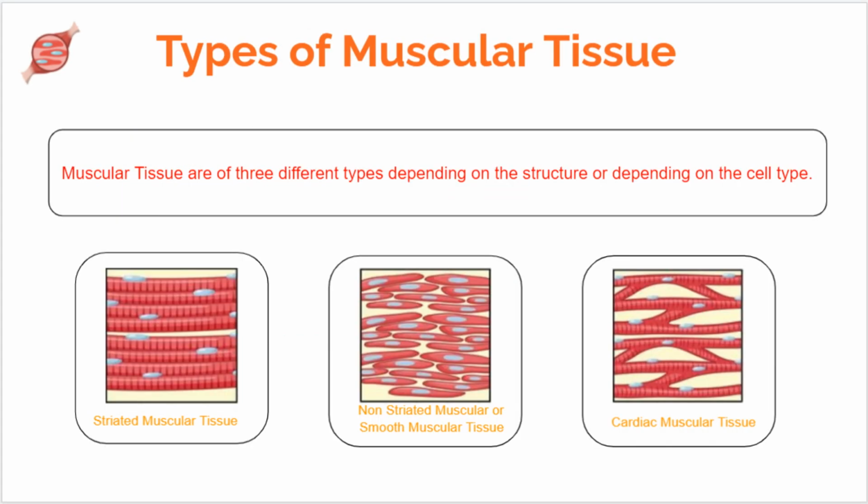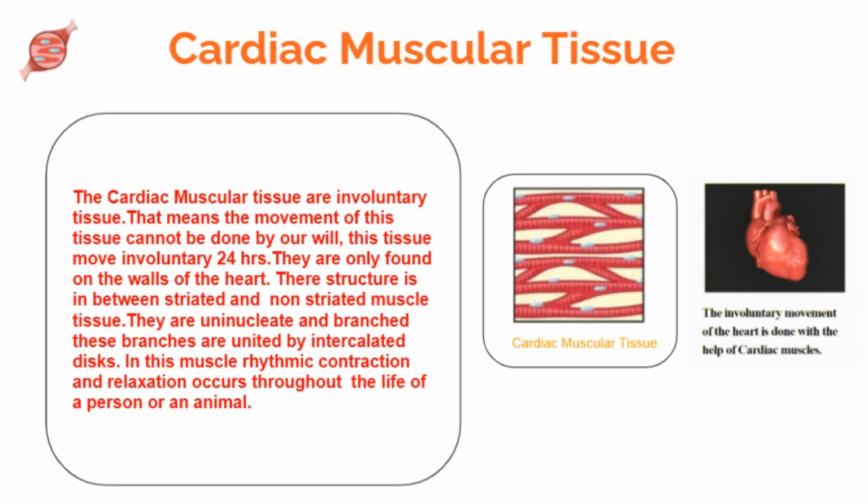The last and the final one is the cardiac muscle. The name cardiac is given to the heart. As we all know, the heart consists of a special type of muscle, that is the cardiac muscles, which are generally involuntary in nature. That means they move automatically and keep on moving 24 hours. They are only found in the walls of the heart.